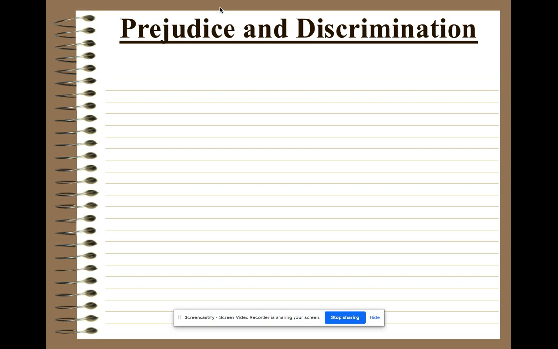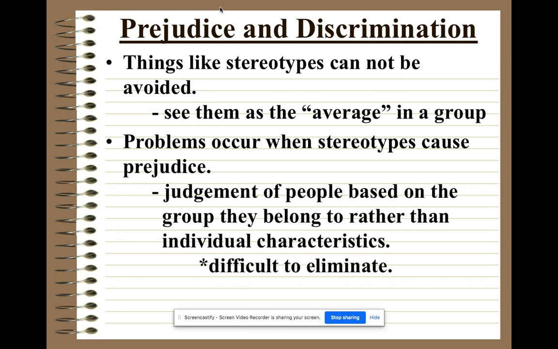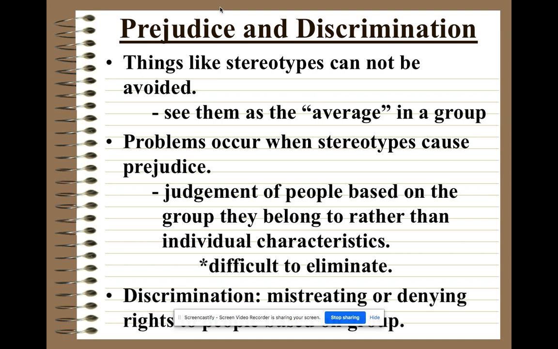But when we get into these next two terms, that's when we have problems: prejudice and discrimination. Stereotypes are really hard to avoid because we're trying to identify things that we don't understand, and so we see them as the average in the group. The problem comes in when we have prejudice. Now, I like to think about it this way. Prejudice is an idea that's usually negative. Discrimination is a behavior, an action.